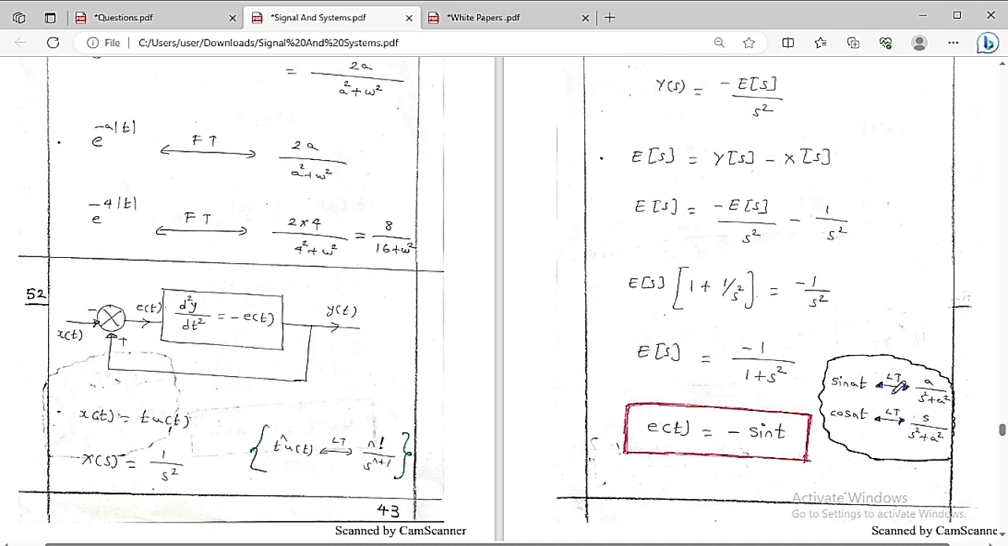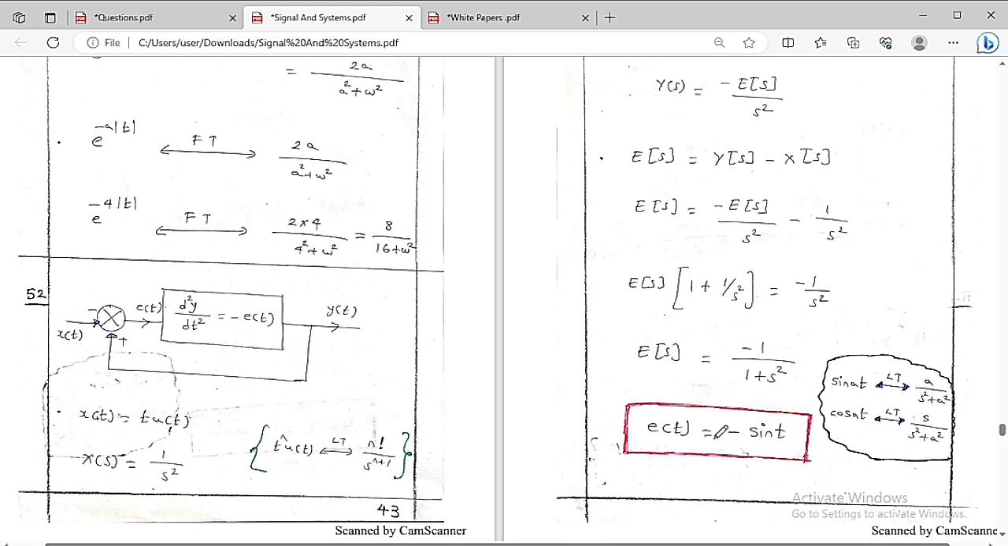Sin at into u of t has Laplace transform a by s square plus a square, and cos at into u of t has Laplace transform s by s square plus a square. So by comparing, we can say that a is equal to 1. So this is nothing but sin t, but there is a minus, so we get minus sin t. Keep the minus as it is.